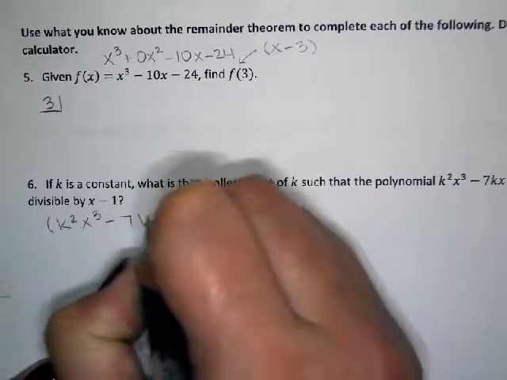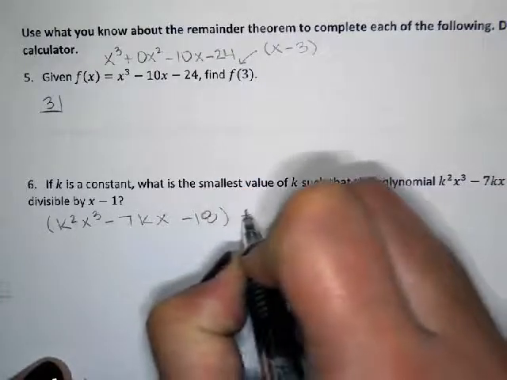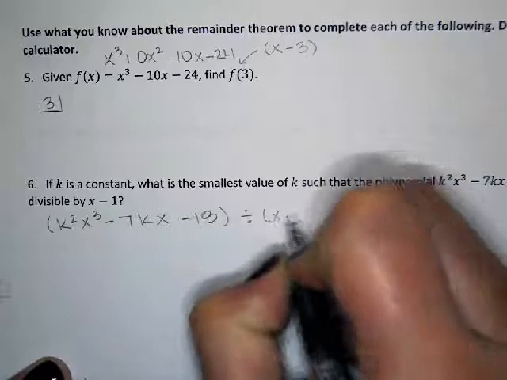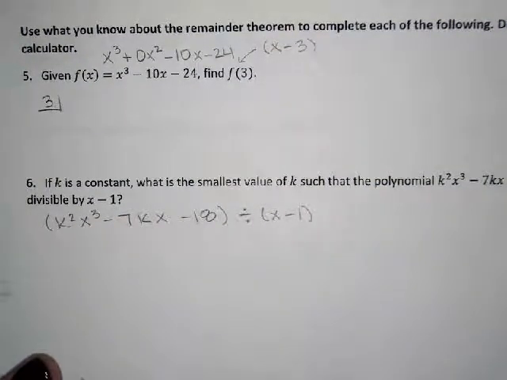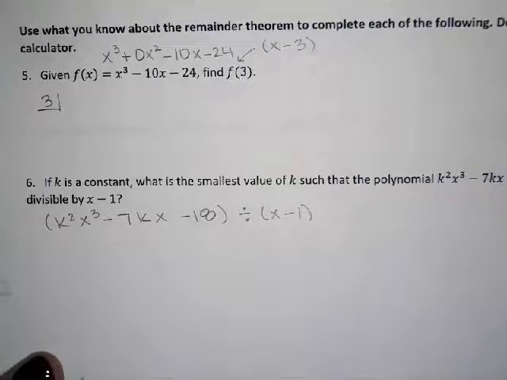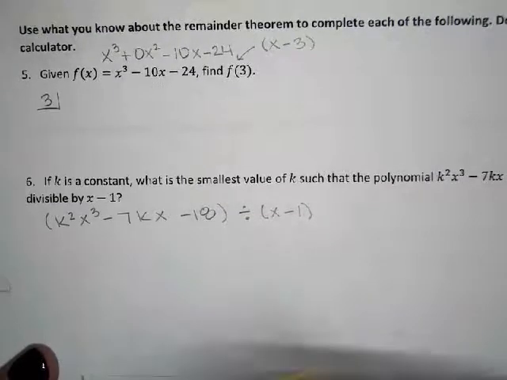Now, if something is divisible, what does that mean about the remainder? There is no remainder. Yeah, if I said 24 was divisible by something, that would mean that it has a remainder of 0. So the remainder is 0, okay? So let's spell this out. We're going to say if it's divisible by x minus 1, then the remainder is 0.